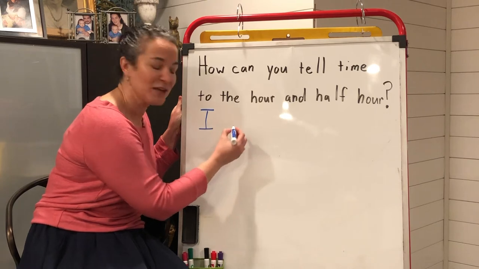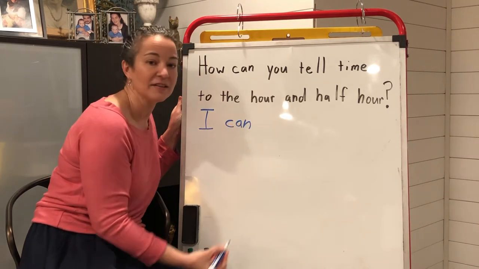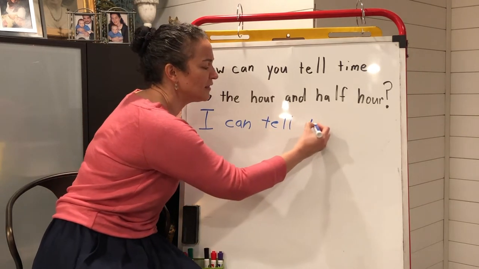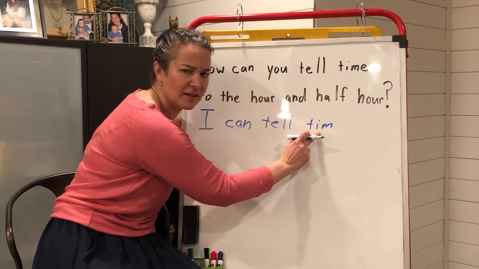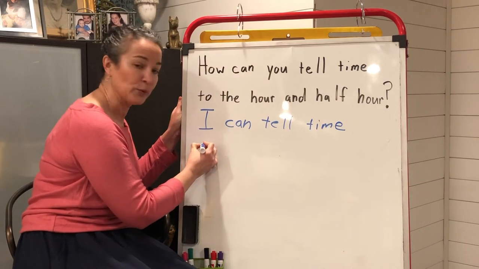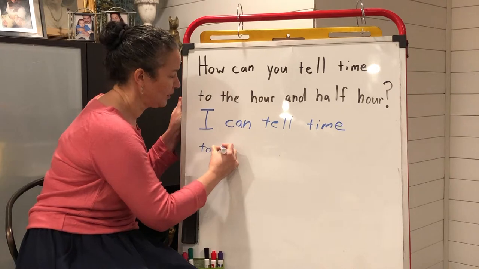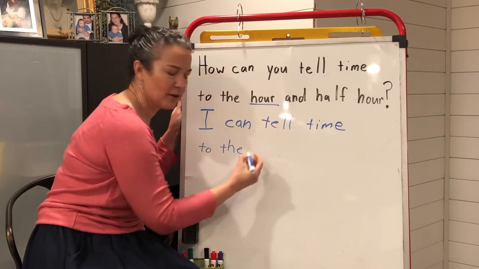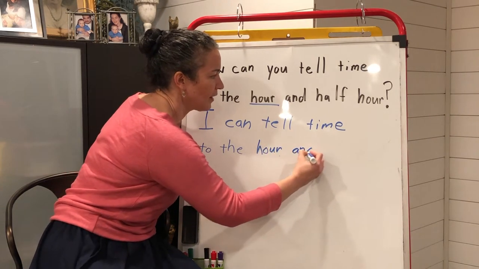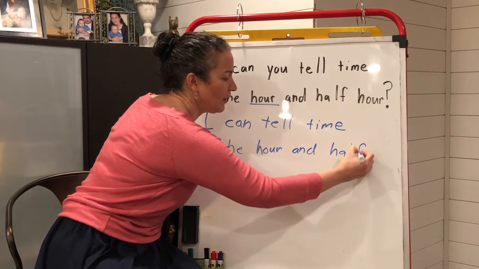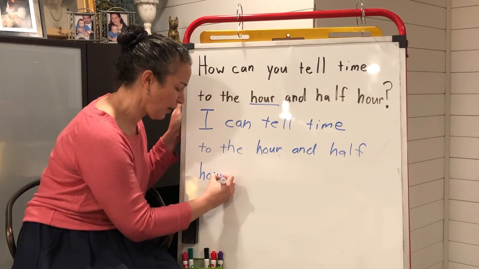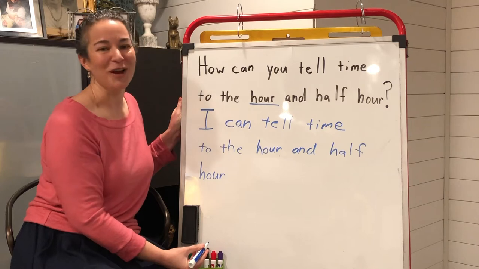I can, let me hear it, C-A-N, tell. T-E-L-L. Time. T-I-M. And what letter is making this I say its name? Yes, E. Time. I can tell time. To. Let me hear it. The. You so know this word. Hour. And remember, it's a tricky word because you don't say that H. And you know this word. Half. H-A-L-F, hour. And how do we spell that tricky word, hour, again? Yes, H-O-U-R. And my friends, what goes at the end of the sentence? Correct, we need a period.